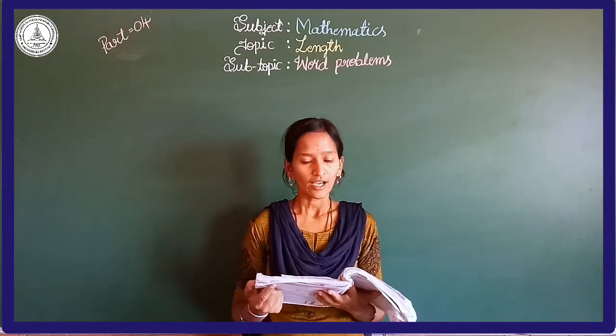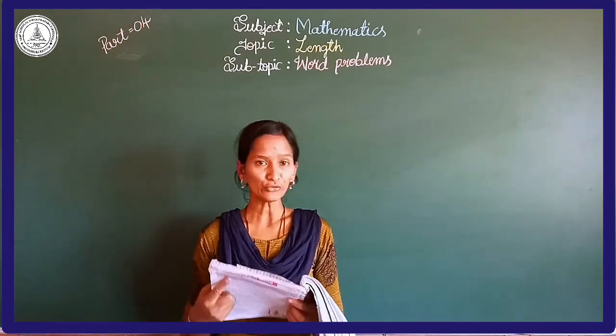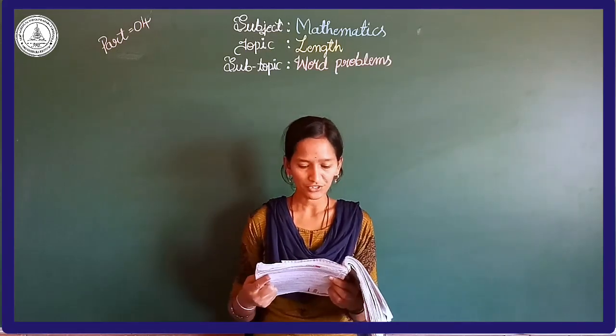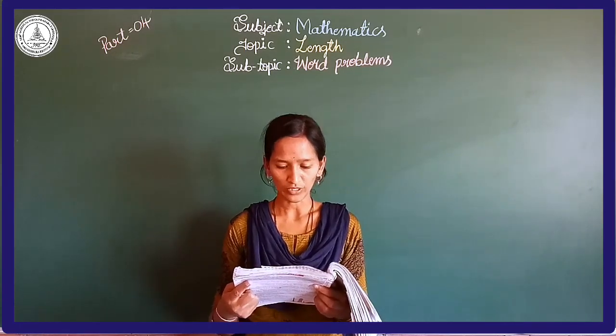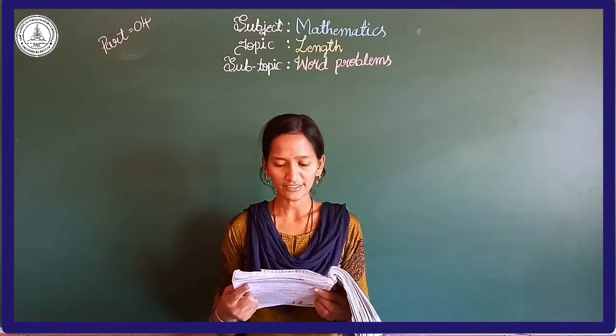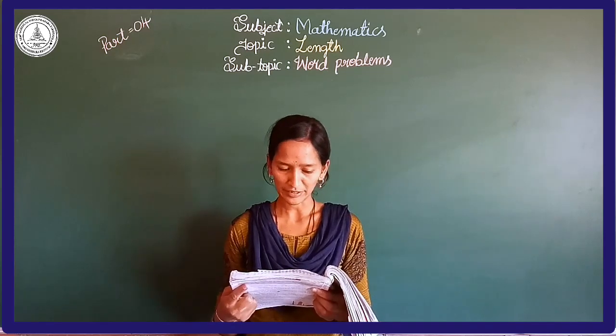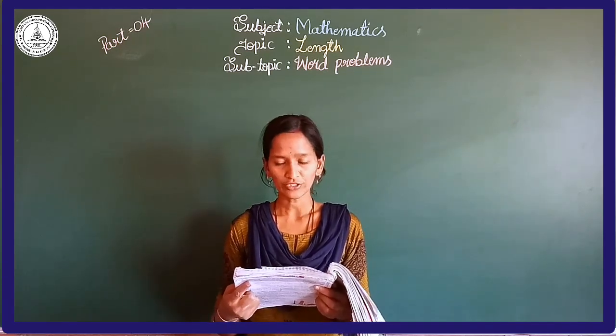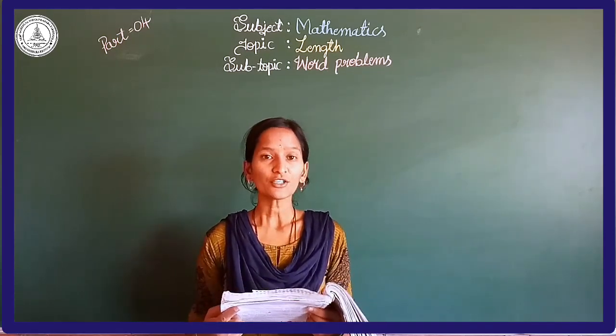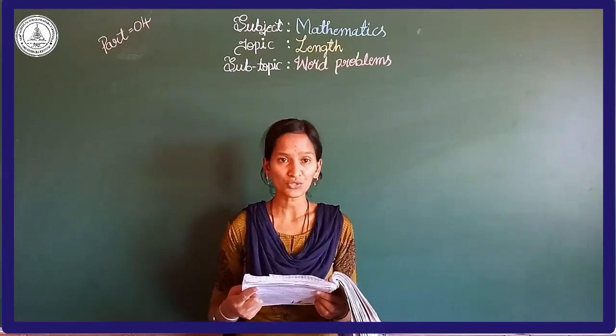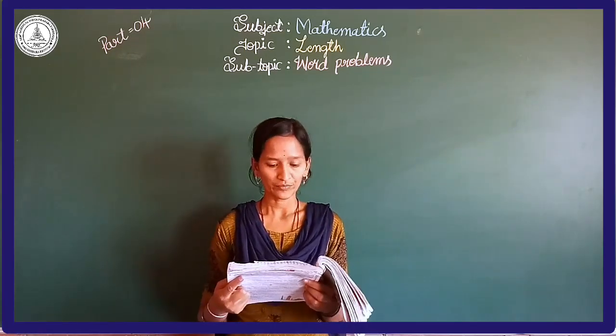Students, I am reading the second problem. All of you listen here. Raju drew a 56 centimeter long line. Rohan extended the line by 24 centimeters. What was the total length of the line? So here are two boys. The first is Raju and the second one is Rohan, right?